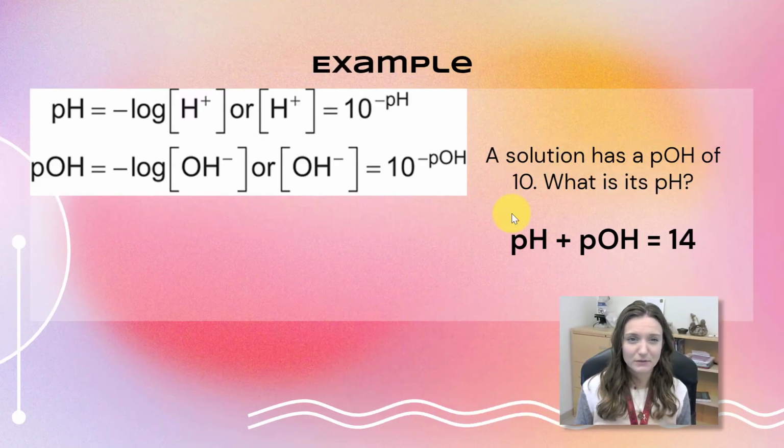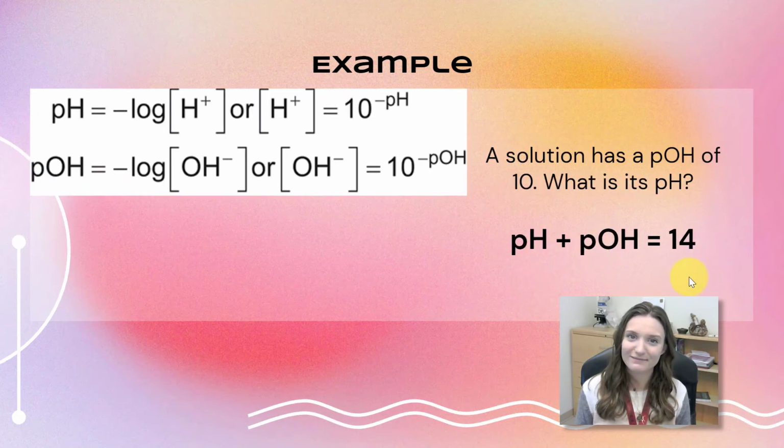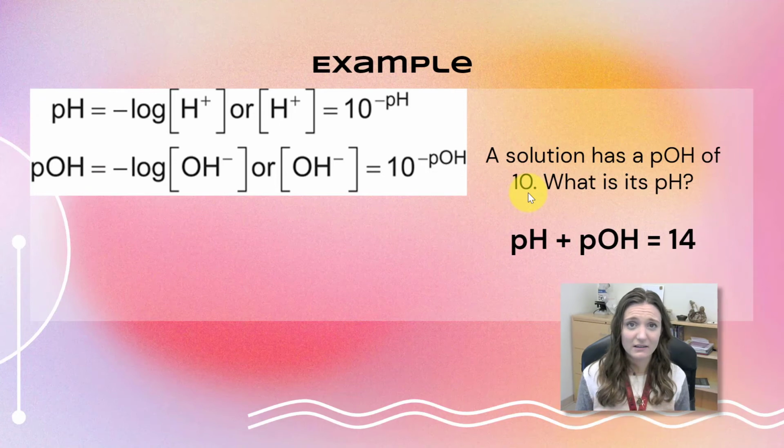So let's take an example. We have a solution that has a pOH of 10. What is its pH? So pOH is 10, we can sub in 10 right here. We subtract 10 from either side to give us a pH of 4, right? 4 plus 10 is 14. So if we're given the pH or the pOH, you should be able to find the other value.